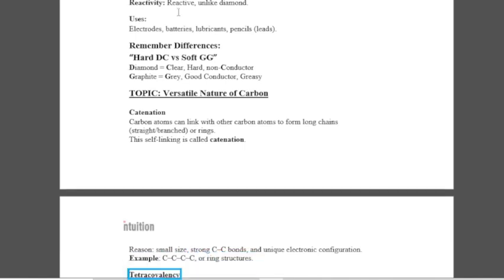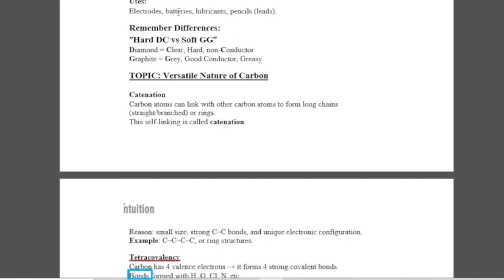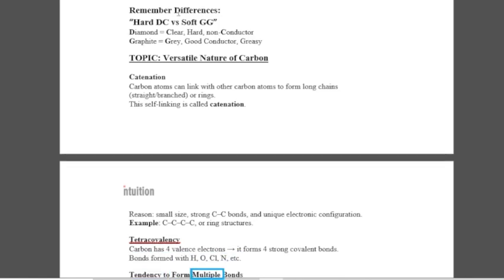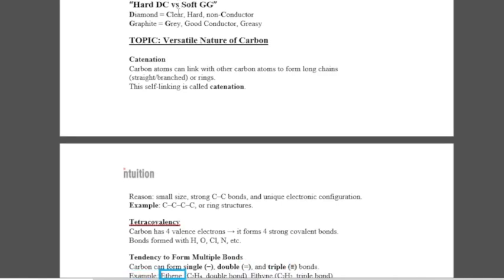Tetracovalency: carbon has 4 valence electrons, so it forms 4 strong covalent bonds, with H, O, Cl, N, etc. Tendency to form multiple bonds: carbon can form single, double, and triple bonds. Example: ethene, C2H4, has a double bond, and ethyne, C2H2, has a triple bond.